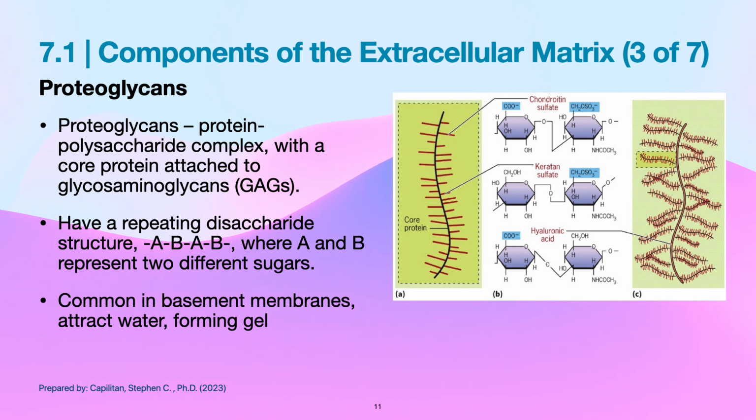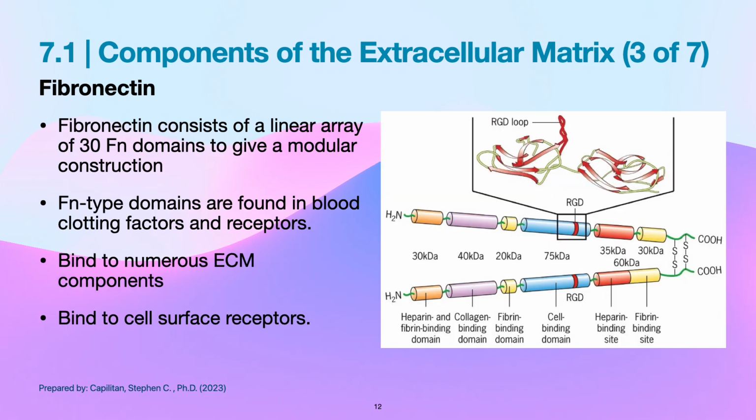And these proteoglycans have a repeating disaccharide structure, AB, where A and B represent two different sugars. They're common in basement membranes. They attract water and form a gel. Next is fibronectin, showing you the figure of a structure of a fibronectin and its importance during embryonic development.